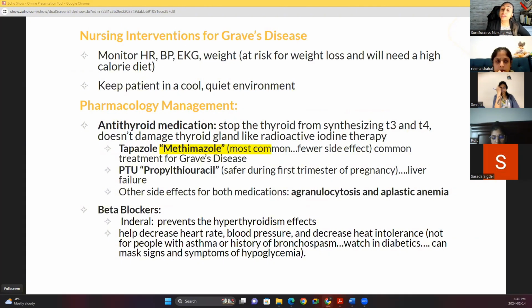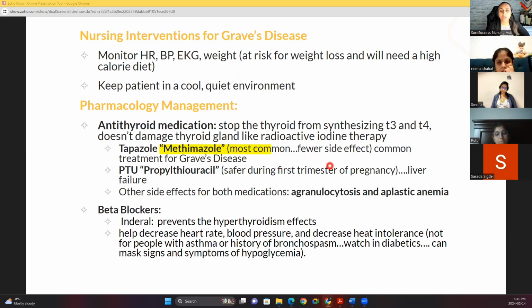All right, what is your intervention for Grave's disease? He's running toward his grave, meaning he's going to die, just like myxedema coma. Be very, very careful. Monitor the heart rate, BP, ECG, weight. Keep the patient cool. And again, the medication PTU, the same thing. And another common medication we call methimazole. This medication is a common treatment for Grave's disease. If the person has an autoimmune disorder, Grave's disease, we give methimazole.